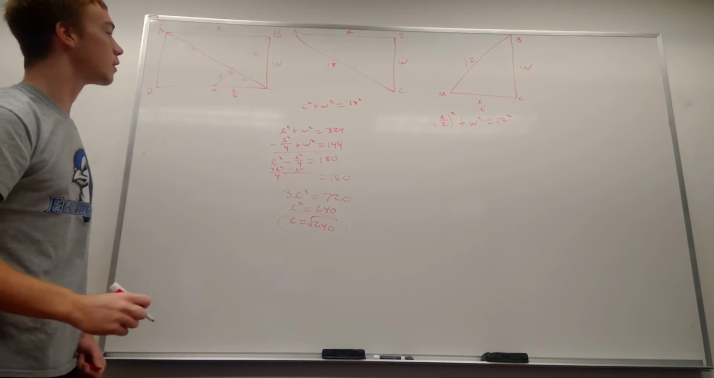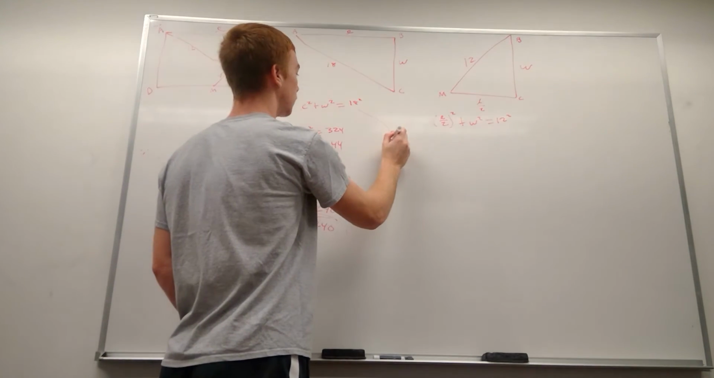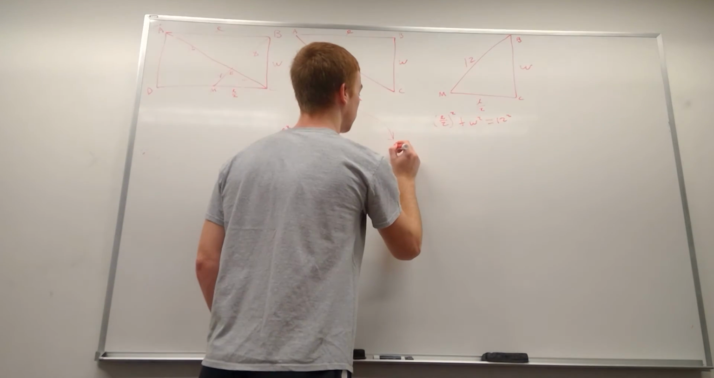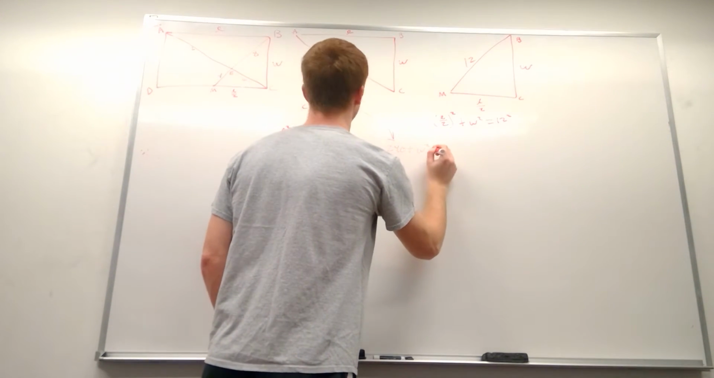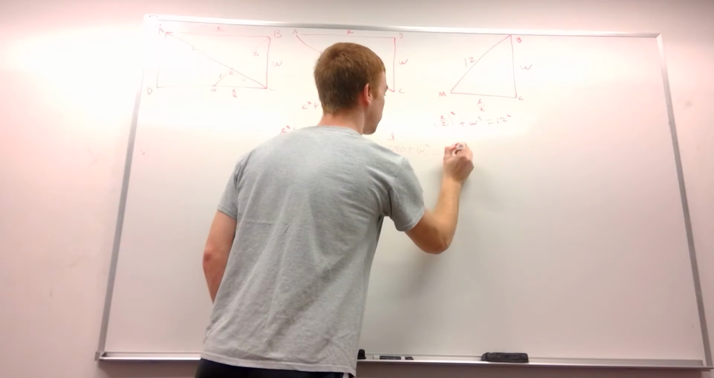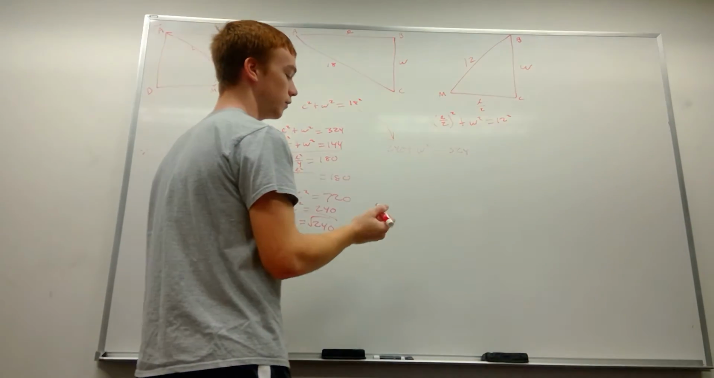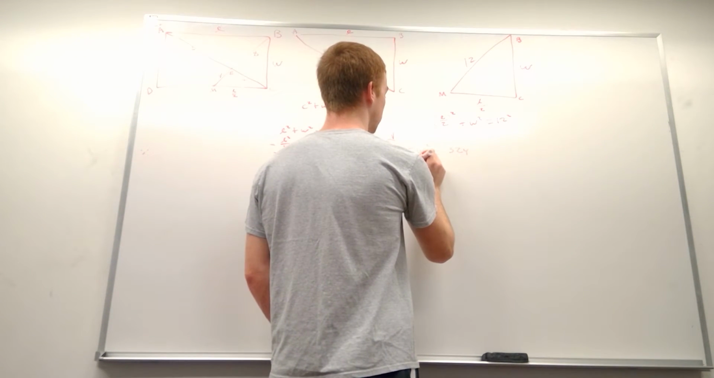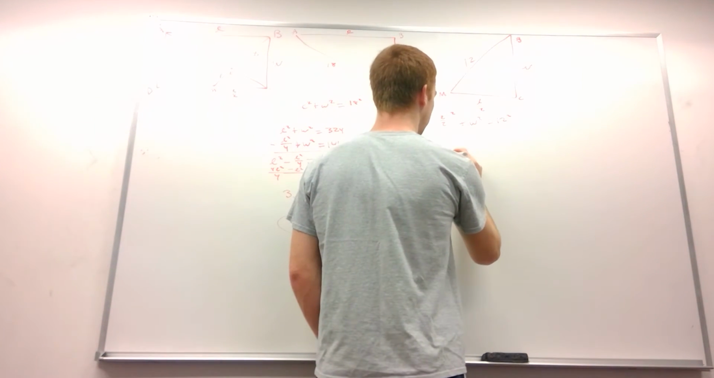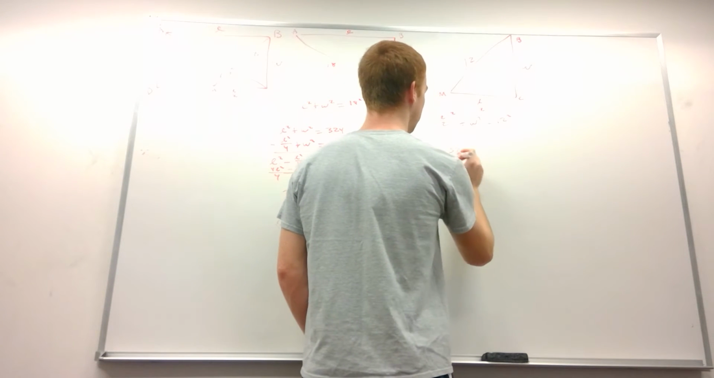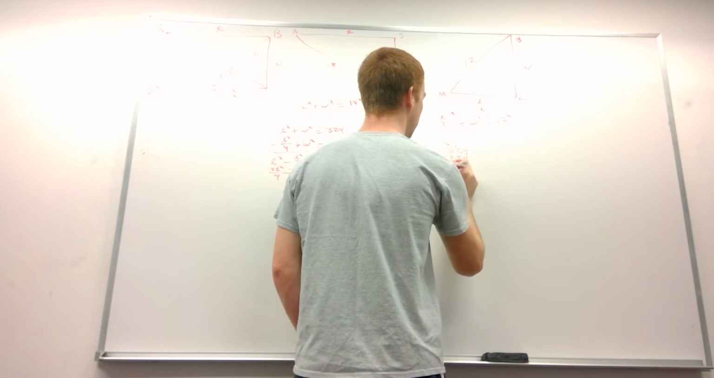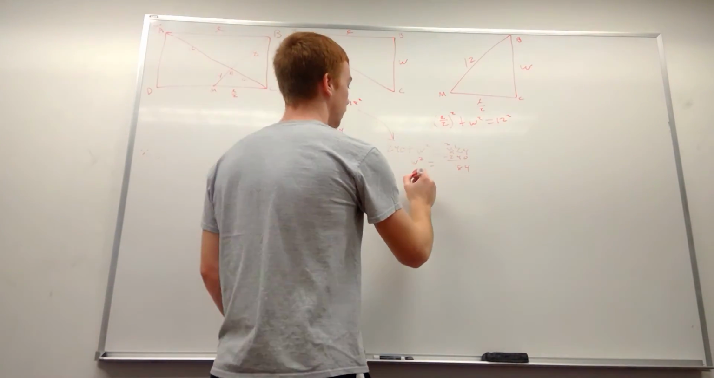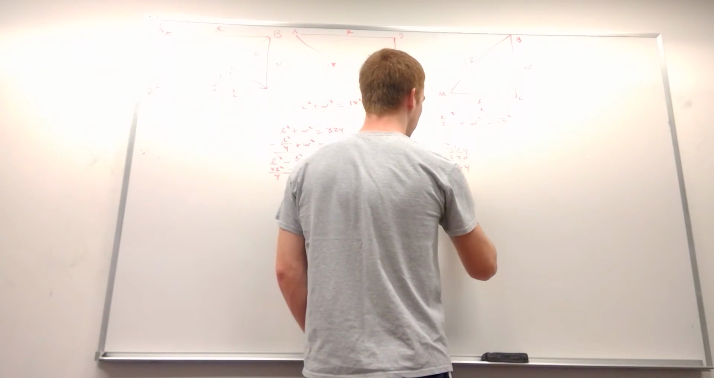Now we have to find the width, and to do that we can simply plug that in. So we have L squared, which is 240, so 240 plus W squared equals 18 squared, which is 324. Subtract 240, sorry, my marker's running out. So W squared equals 324 minus 240, which is 84. And then that means W equals the square root of 84.